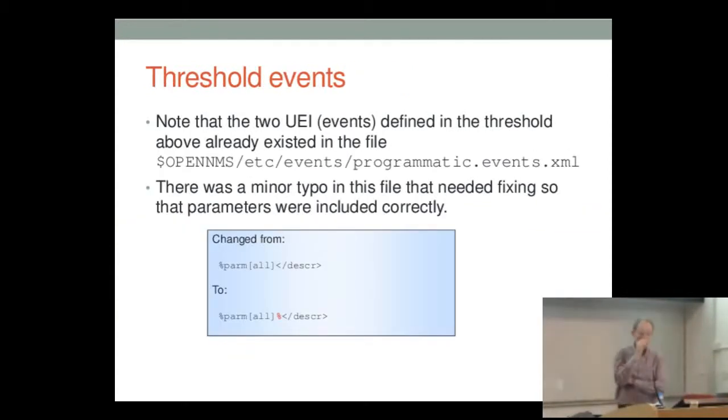So we have our threshold rising and falling events coming in. We didn't notice one typo in the event configuration file, which was that it was missing a percent symbol off the end of the parameters. So we just had to add that in, and then all of the parameters for the threshold appeared in the event. Nice and simple. At this point, it's not particularly usable, but it's starting to be usable.